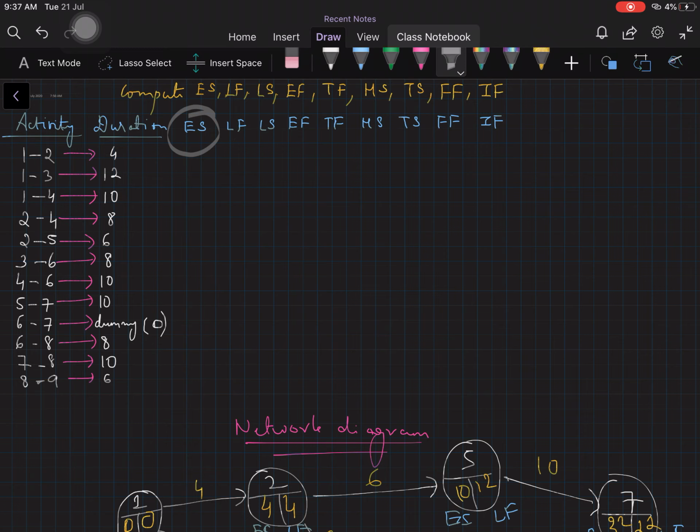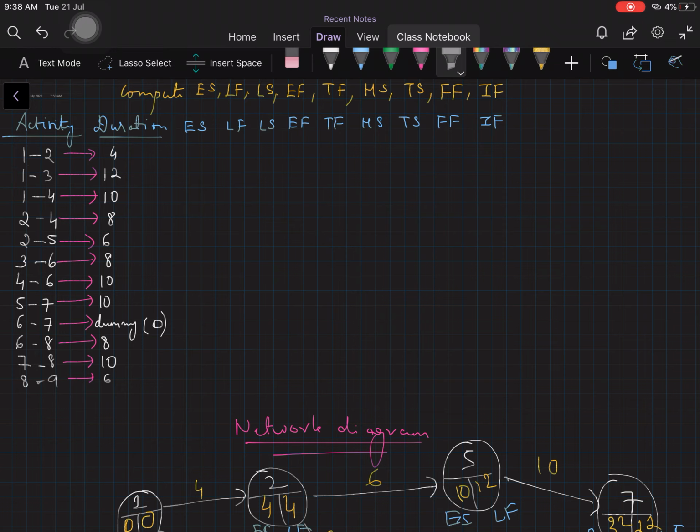Now what do you mean by early start? To fill this particular column for each and every activity, to find early start, you see 1 to 2 is an activity. So for 1 to 2, what will be the early start? Whenever you are talking about early start, you should always target the starting event of the activity. Which is the starting event of 1 to 2? 1 is the starting event. 1 to 3, 1 is the starting event. 1 to 4, 1 is the starting event.